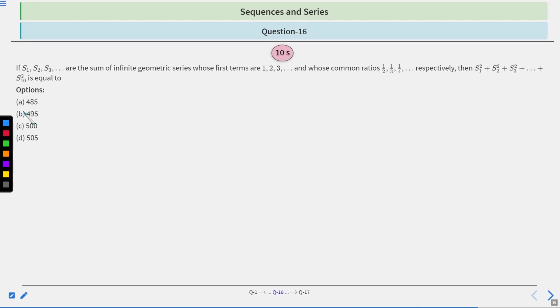Let's move to question number 16. If S1, S2, S3 are the sums of infinite geometric series whose first terms are 1, 2, 3 and common ratios are 1 by 2, 1 by 3, 1 by 4 respectively, then we have to calculate S1 square plus S2 square plus S3 square till S10 square. So let's move to the solution part after 10 seconds.